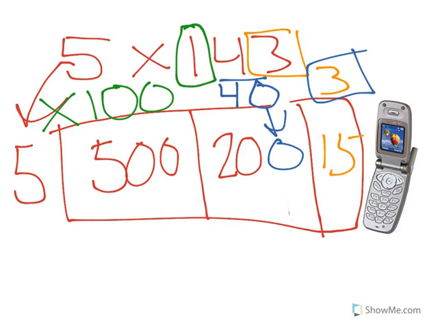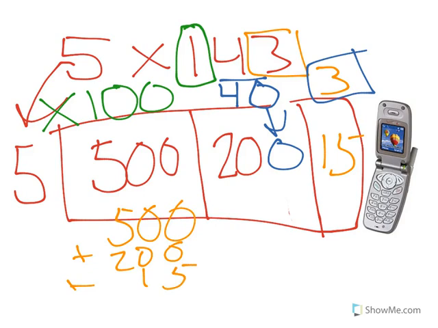Now all I have to do is add those. So 500 plus 200 plus 15, and those are zeros. 0 plus 0 plus 5, 5, 1, 7. So my answer is 715.